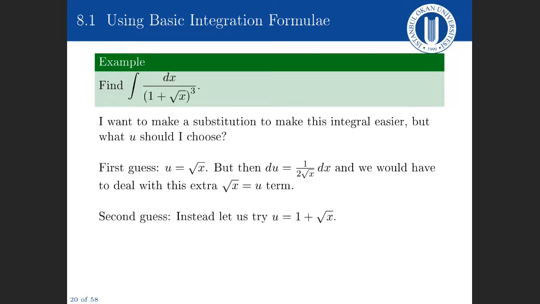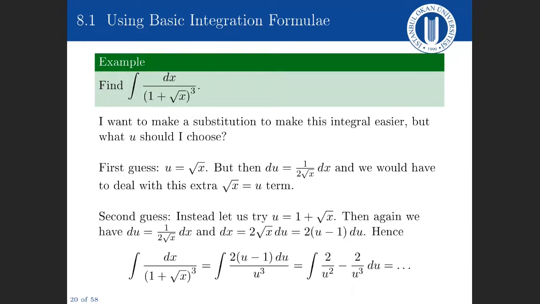Let's try again. For my second guess, I'm going to try u is 1 plus the square root of x. Then again, du is 1 over 2 square root of x dx, or dx is 2 times u minus 1 du. And when we substitute this in, we get something nice and easy. I will leave this problem to you to finish. I'm sure you know how to solve this at this point.